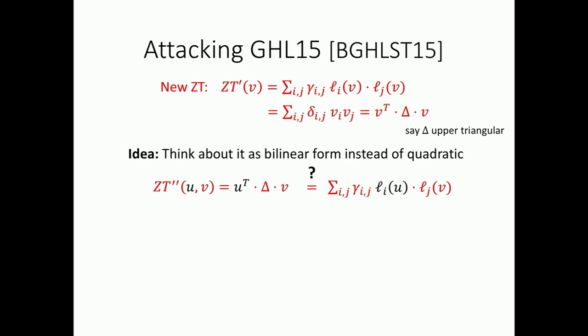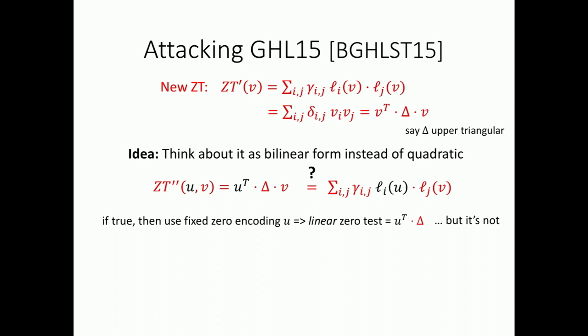So my new linear zero test would just be u transpose times delta. But of course, it's not true. It's very easy to see. This delta is sort of an upper triangular matrix. So if I'm thinking about the wishful result that I want to get, it has terms of the kind ui times vj, and it also has uj times vi.